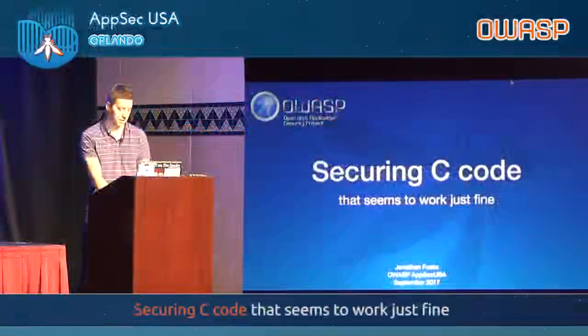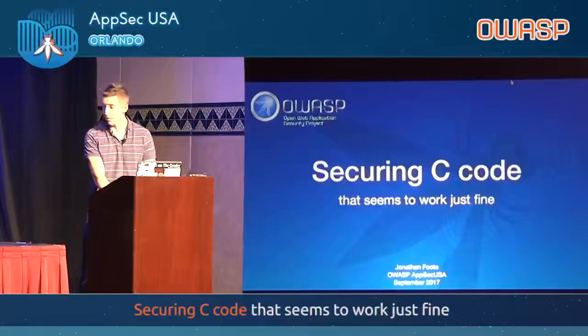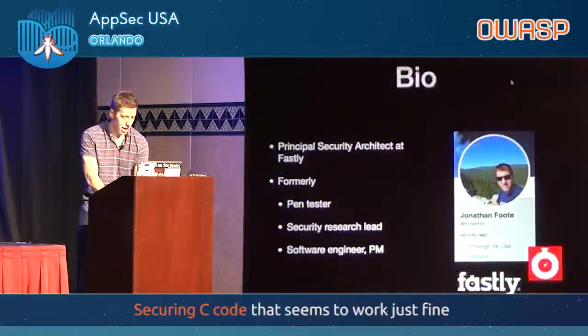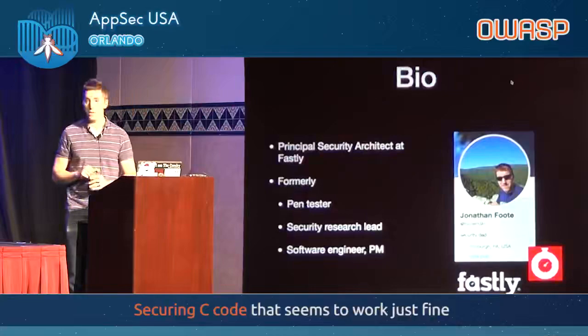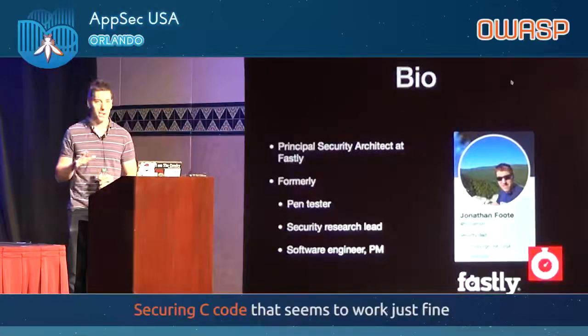My name is Jonathan Foote, and I'm here to talk about securing C code that seems to work just fine. I'm a principal security architect at this company, Fastly. I've been there for a couple years, and I'm going to talk about Fastly and use it as an example throughout the talk just because it's where I currently work.